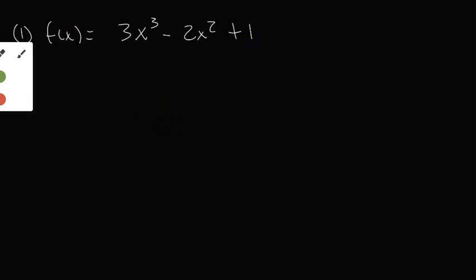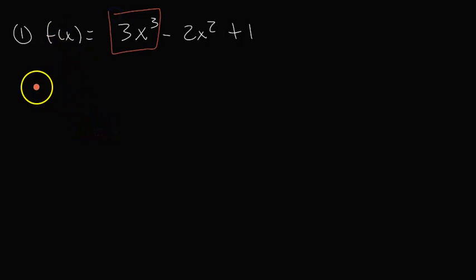Let's say that we have a function f of x equals 3x cubed minus 2x squared plus 1. Again, we are going to identify the x with the greatest power or the greatest exponent, which in this case is this 3x cubed. Then to find the leading coefficient, we are going to find the number that is associated with it, which is this 3. And in this case, we know that this 3 is positive.